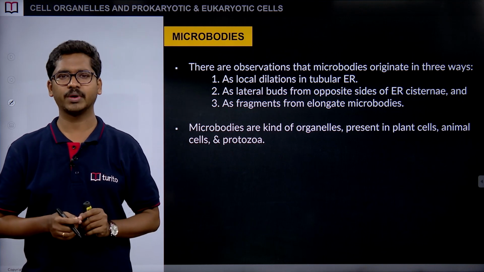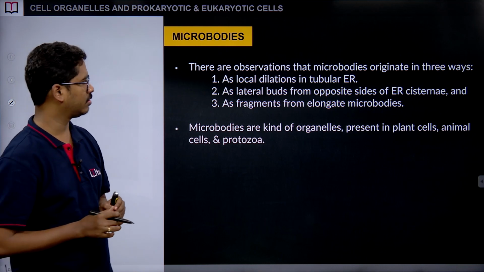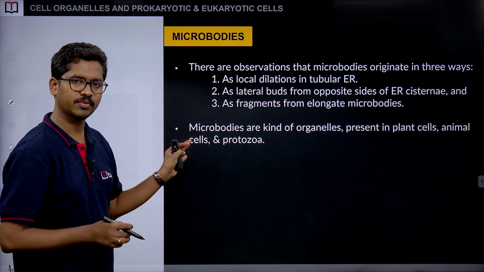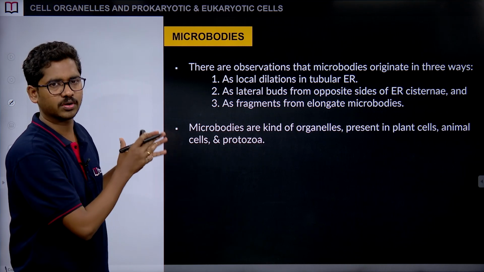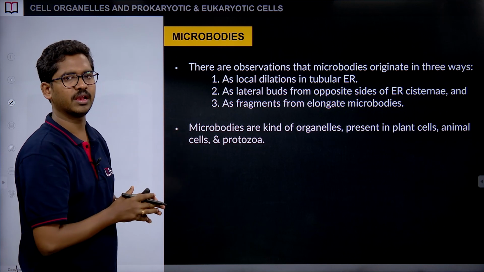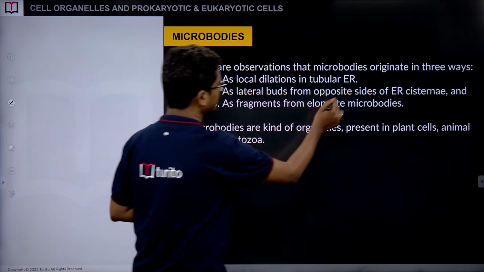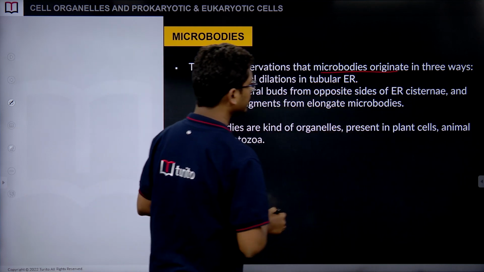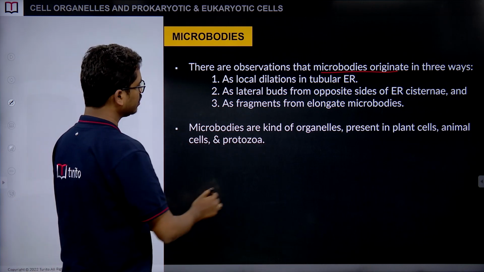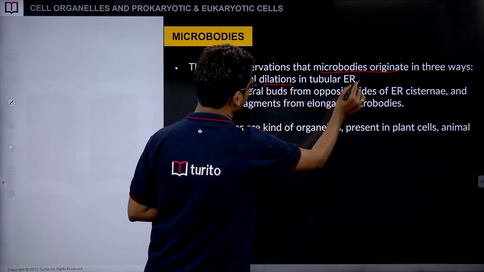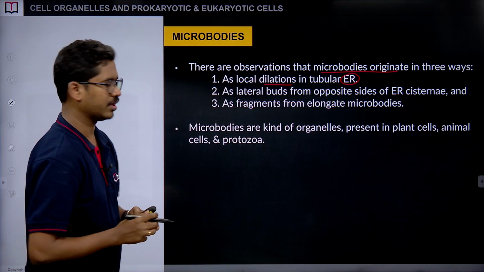Here, about microbodies, when we are trying to understand, you must realize that there are some observations recorded here. Let us read them and you will understand where we find these microbodies and how they originate in the cell. So, that is what we are trying to understand now. There are observations that microbodies originate in 3 different ways. That means, how do they form inside the cell? Firstly, there are dilations in the tubular ER. ER stands for endoplasmic reticulum.